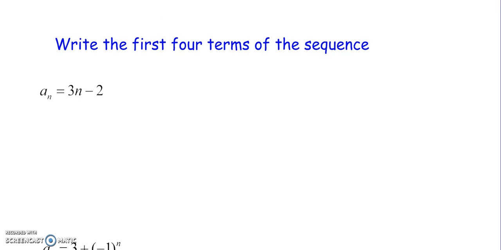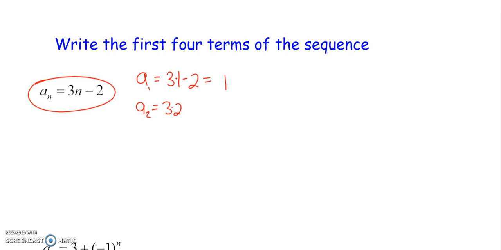So for the first four terms, what we have here is essentially our definition, an. It gives us a way to figure out a1. It's like a formula. All I have to do is substitute in 3 times 1 minus 2, so a1 would be 1. a2 would be 3 times 2 minus 2, so 6 minus 2 would be 4. Now I'll let you check your work for the next ones. a3 is 7, a4 is 10, and a5 is 13.